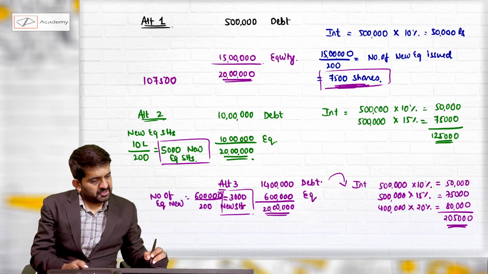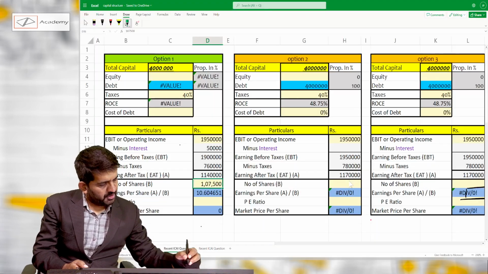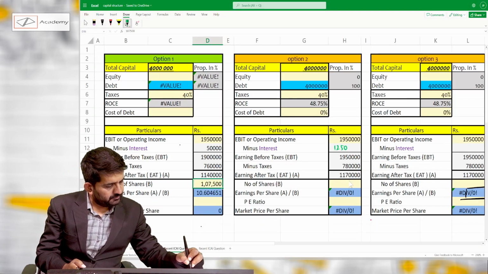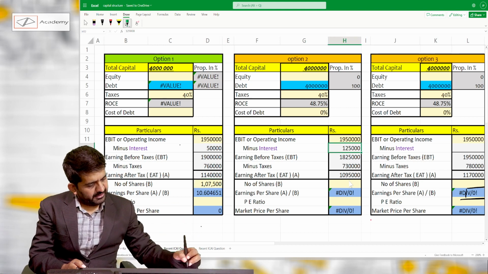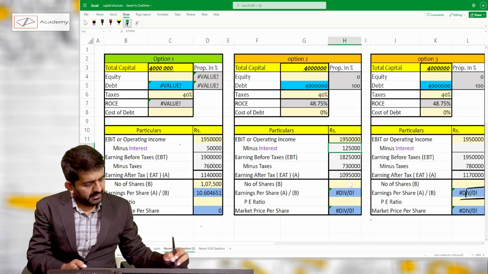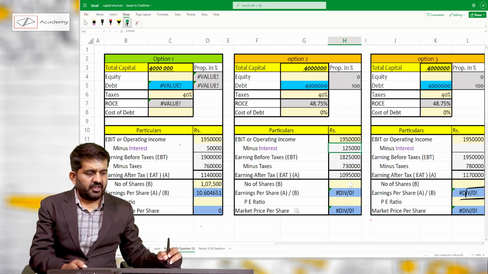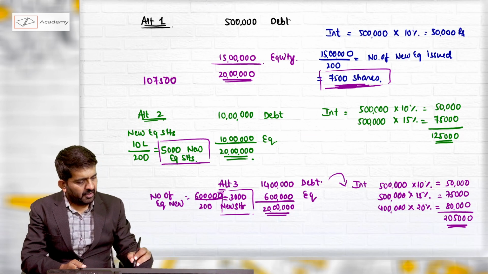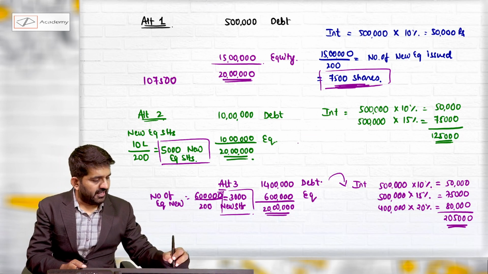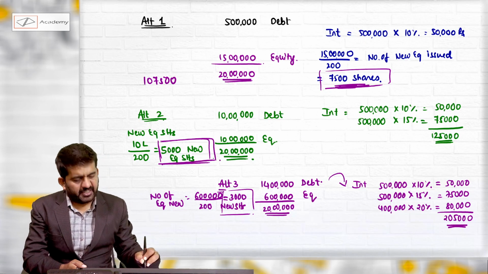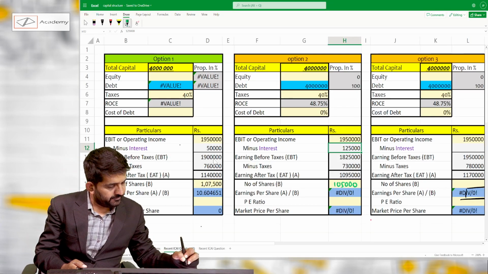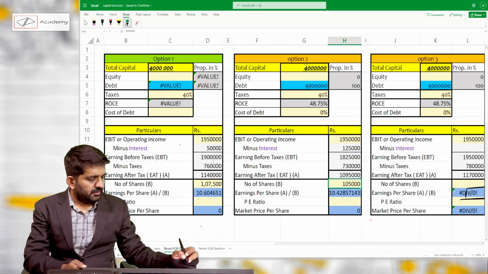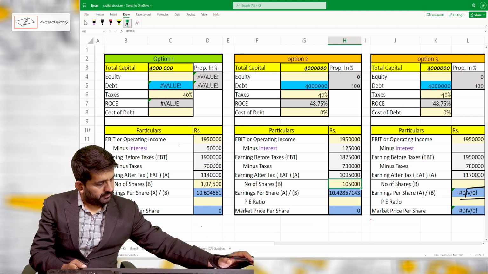Here, what is interest in option number 2? Interest in option number 2 is 1,25,000. Taxes, they take it automatically at the rate of 40% of EBT. I have got earning after tax or earnings available to equity shareholders. How many will be total number of shares? Will be 1,05,000. How? 5,000 new shares, 1 lakh original shares. So 1,05,000 will be total shares. What is my EPS? 10.42.